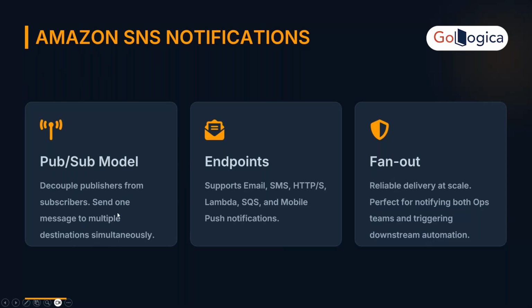Definitely, we can have thousands of subscribers and a single publisher. The publisher will publish the message to the SNS topic, and then whoever is subscribed to that SNS topic will receive the notification. So that is how the publisher model works. Then endpoints are where you are pushing the notification, so subscribers will be receiving the notification via these endpoints.